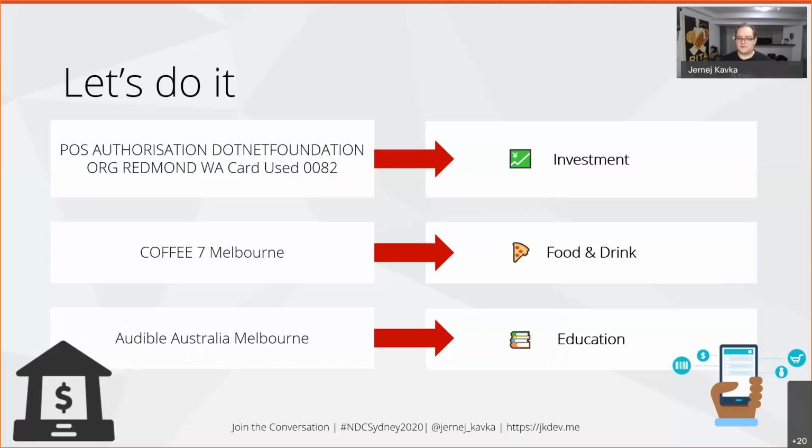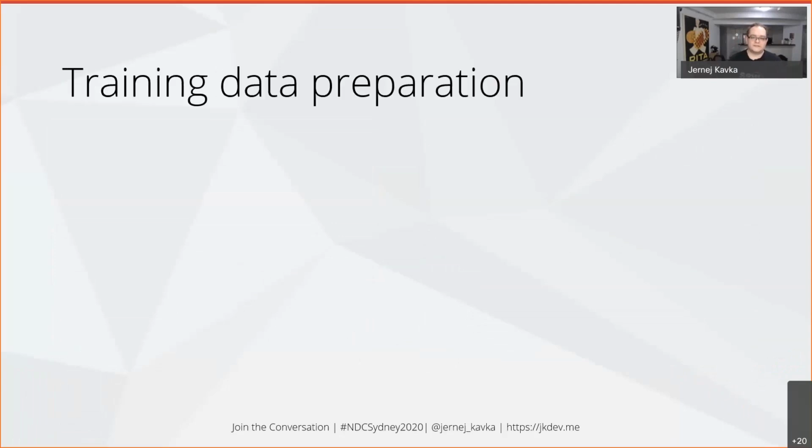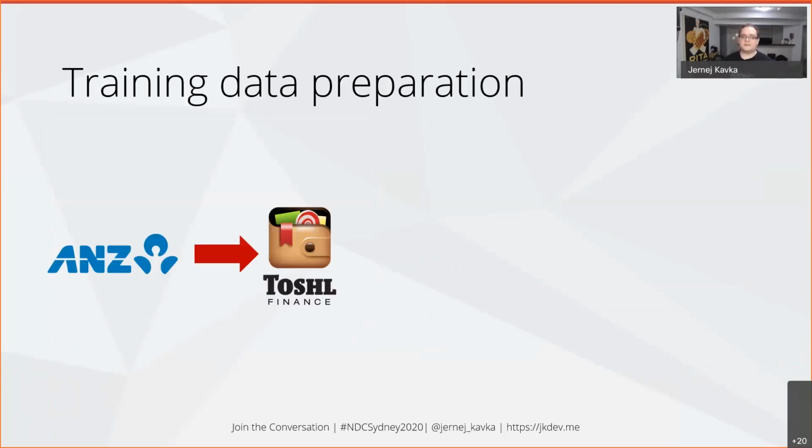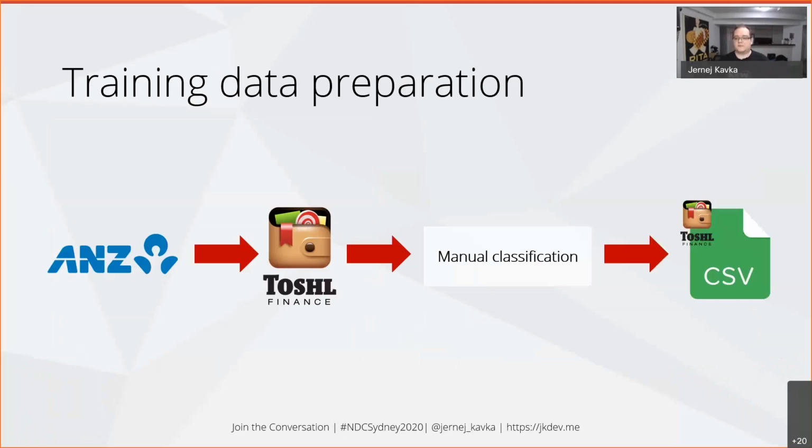All right, so to get started, there's a few things that we need to have. First, I'm going to have a training data set, and my training data set is coming from my bank, which was imported into a financing service called Troubleshooting, which allowed me to do manual classification. I did the manual classification for the last 3 years, so I had a lot of data to work with. Then I exported it into CSV. I could use the REST API, but I chose to just go CSV.